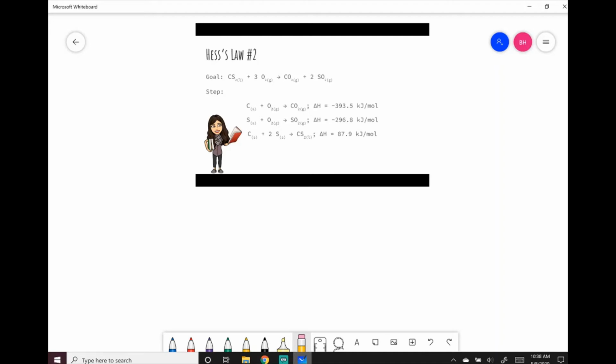All right, so here's a slightly different Hess's law problem that's going to be a little bit more complicated and require a couple more steps. But let's go ahead and look at this, and I'm going to analyze this the way that I would approach this problem and walk you through it.